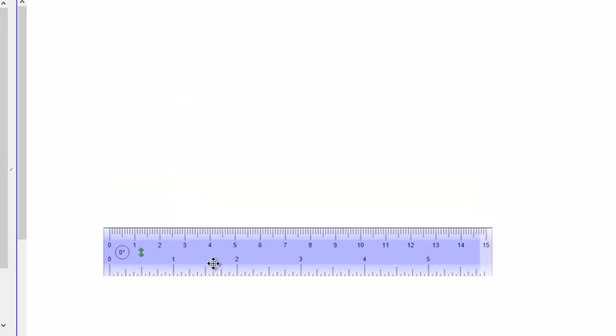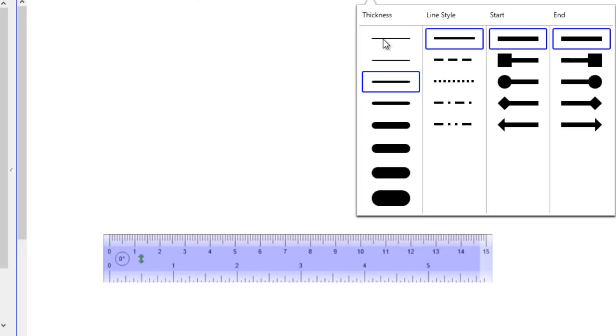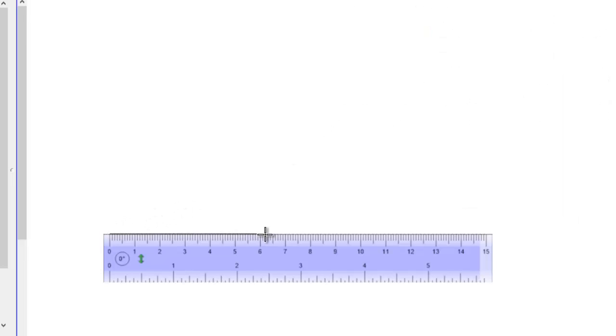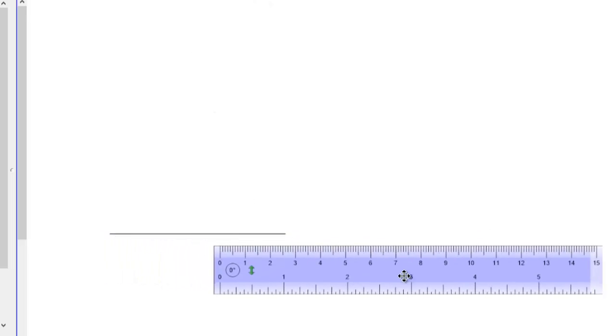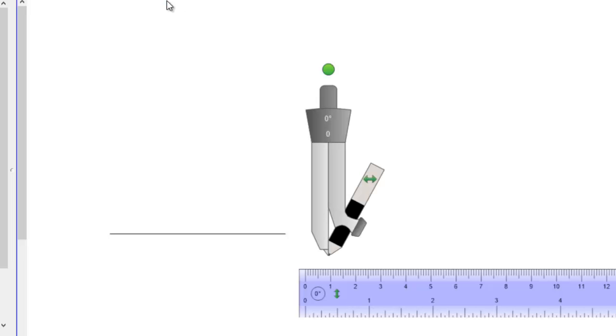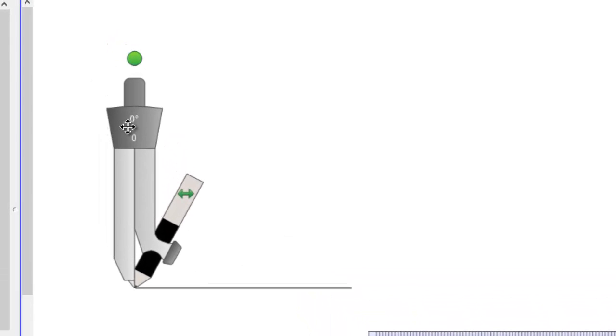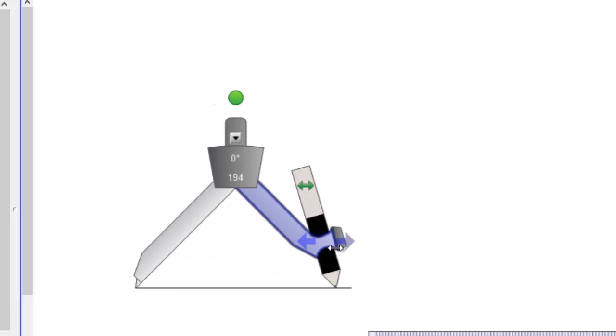So let's start by preparing a ruler. Then I'm going to start a line, and let's say I need this line to be 7 centimeters. Here we go. This is 7 centimeters. Now I don't need the ruler. After that I need a compass. This compass, I open it with a distance equal to this 7 centimeters.